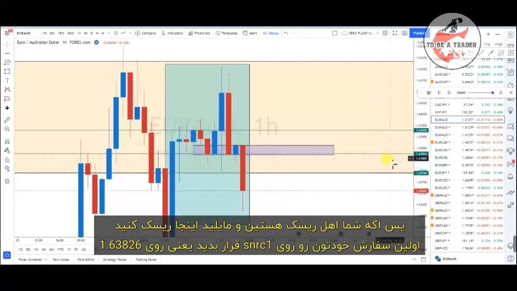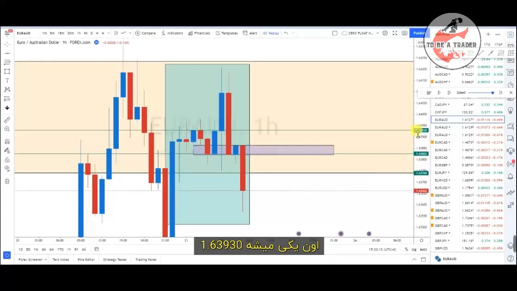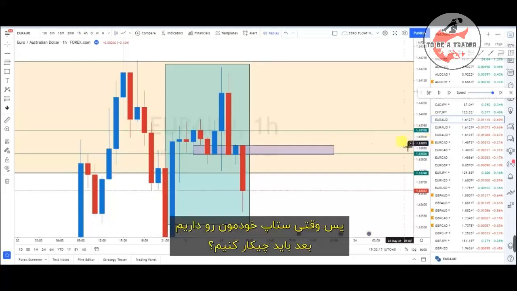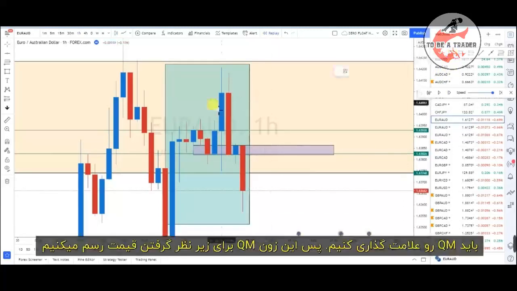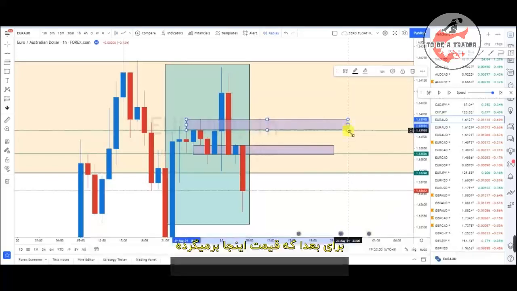First PO for the SNRC1 is 1.63826. The other one is 1.63930. Okay, so once we have our setup here, next, what should we do? Oh, we need to mark the QM. So I'm going to mark this QM zone as well, as a monitoring zone for later when price comes back here.